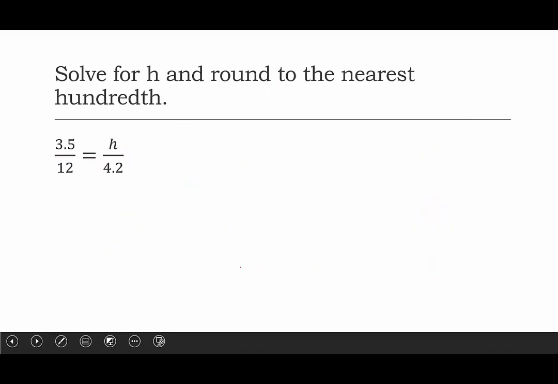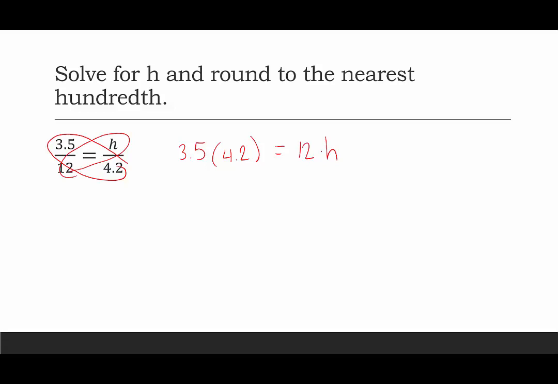Next example. Okay, so we have some decimals to deal with. If we want to deal with the decimals now, we can. If we want to wait, we can wait, and we can deal with them in just a second. So let's see, if we look at the cross products first, we're looking at 3 and 5 tenths times 4 and 2 tenths, and that's going to equal the other cross product, 12 times h. Again, we can try to simplify first, but since I did that last time, this time I won't. This time I'll do the multiplication first, and then I'll divide by 12.